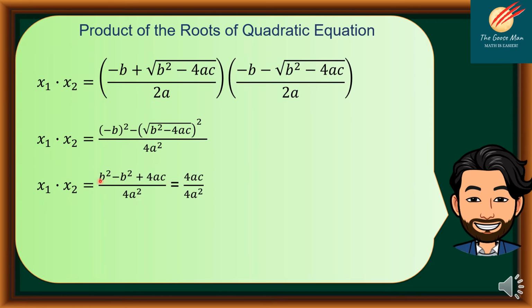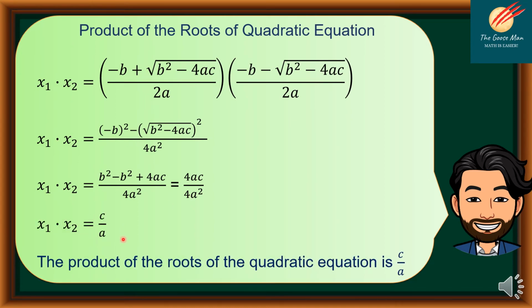However, I have b squared minus b squared, so that is equal to 0. So the numerator now is only 4ac all over 4a squared. Simplifying it further, the product of the roots is equal to c over a. Therefore, the product of the roots of the quadratic equation is c over a.